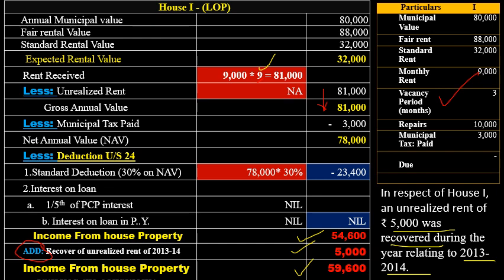So the only point you have to remember here is the one related to unrealized rent. You can add it here, or if you forgot to add it at the time of assessment of house 1, you can add it at the end for the grand total. So that's about the first house.